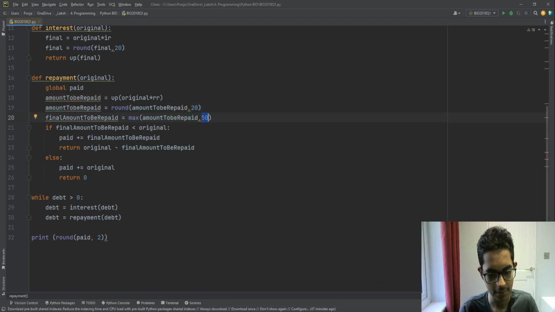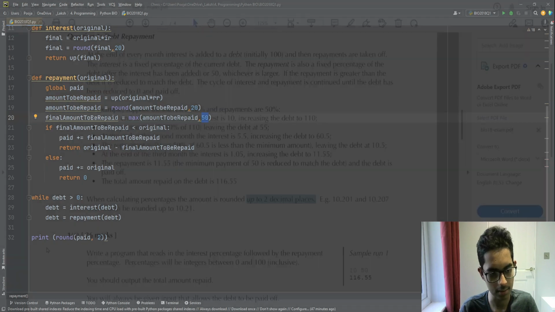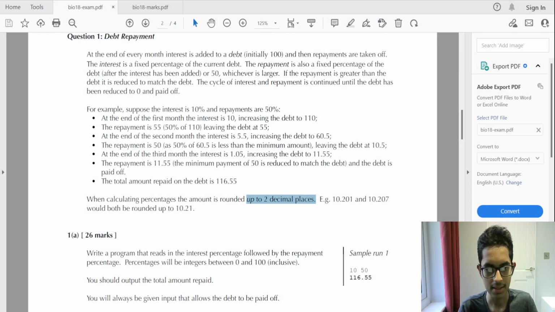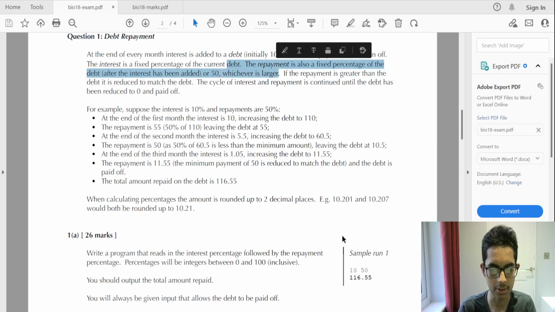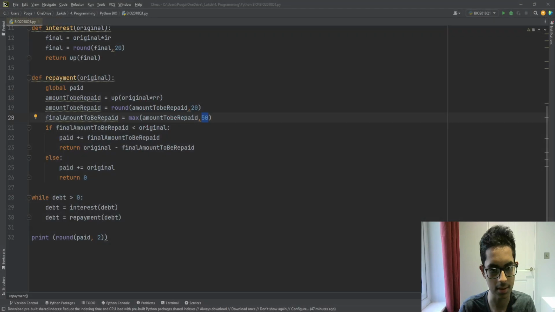Now the reason why we have 50 is if we just go to the question, it basically states that if the amount repaid is less than 50, then you have to repay 50. If we just go here, it basically says it over here. The repayment is a fixed percentage of the debt, or 50, whichever one is larger. And we're doing exactly that. We're just taking whichever one is larger out of the two, the amount to be repaid and 50. And that becomes the final amount to be repaid.